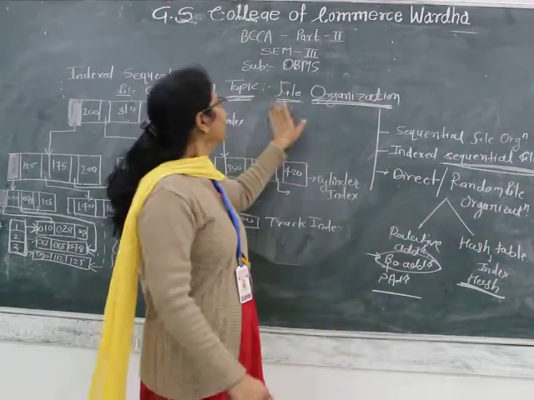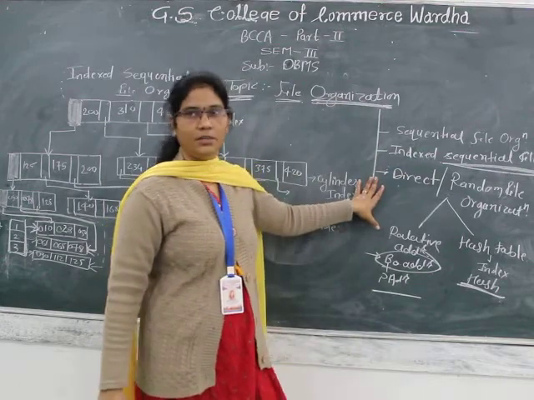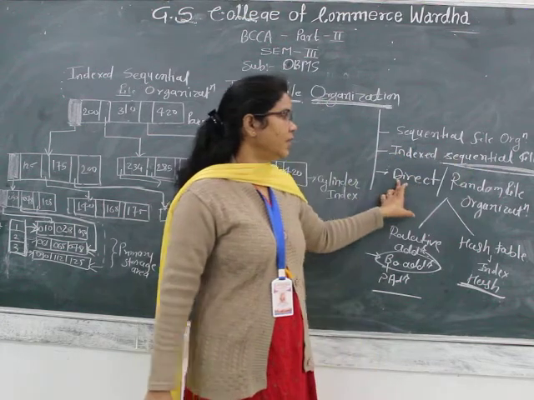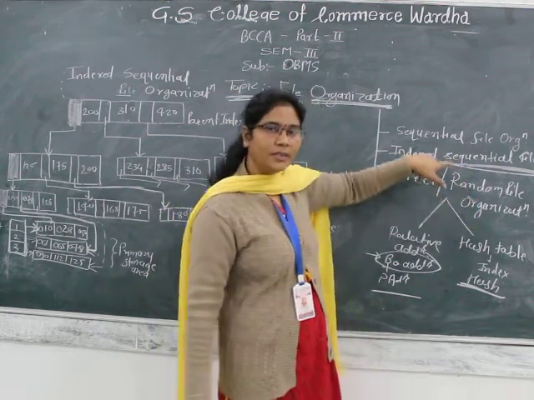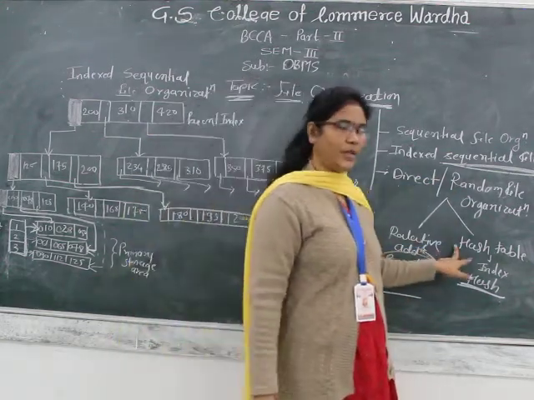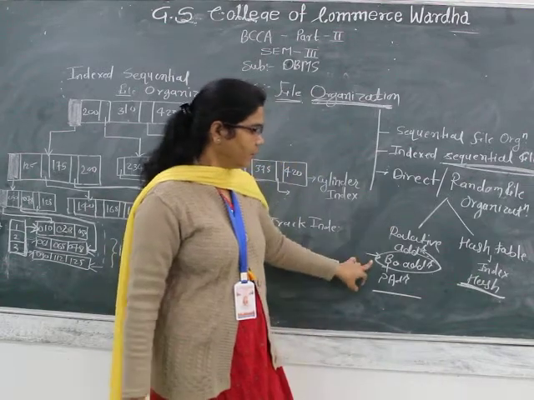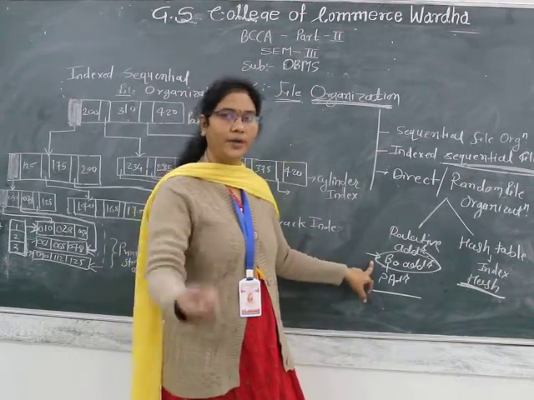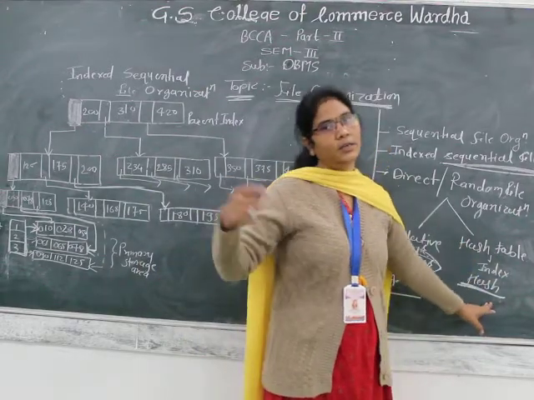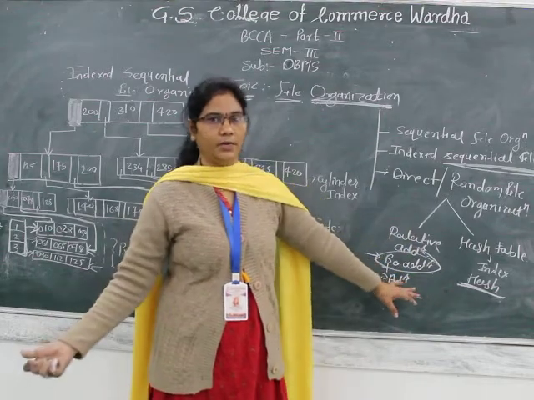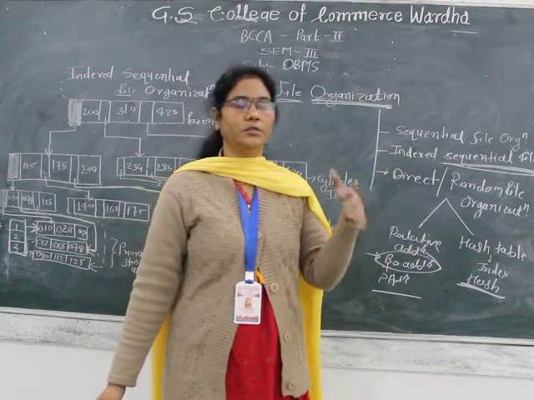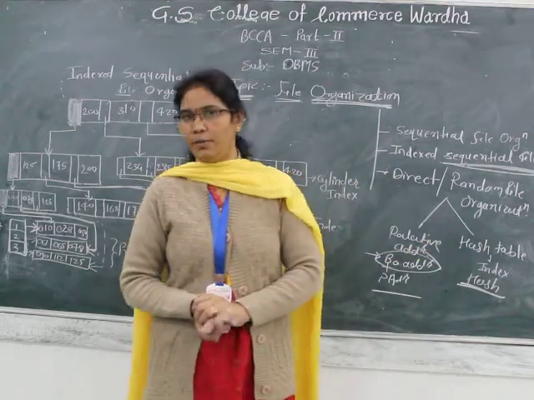Hope you understand. File organization is classified into three types: sequential file organization, indexed sequential file organization, and direct or random. The direct type is again classified into two, relative and hash. In relative, the base address is required, which is provided by the user, and hash is calculated by the hash table mechanism. It is part of the data structure by which we store our data in a secondary memory location.